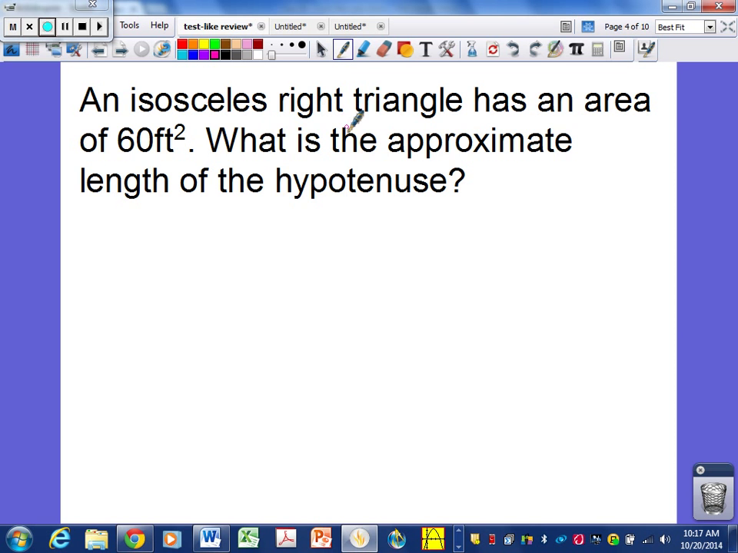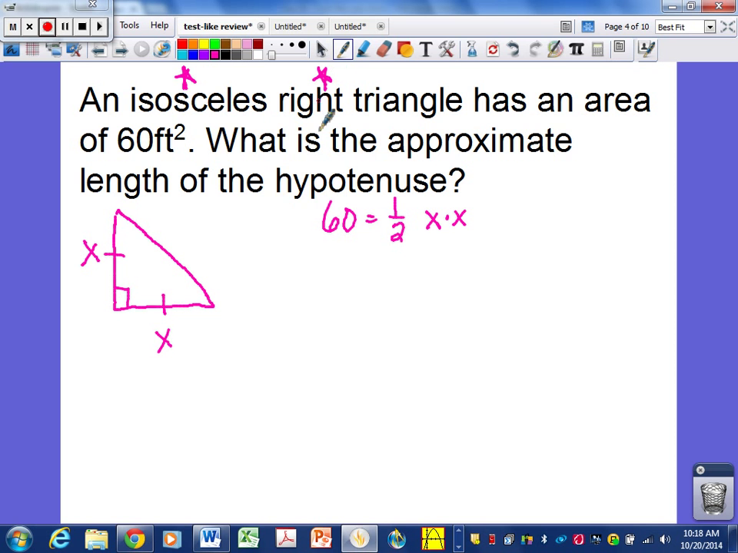And here are your applications. An isosceles right triangle has an area of 60 square feet. What we need to know about isosceles right triangles is you have two equal legs. So if we apply our area formula, area equals 1/2 of x times x. Since your base and the height are the same, you come out with this as your formula. This is only true with isosceles right triangles, also 45, 45, 90s.